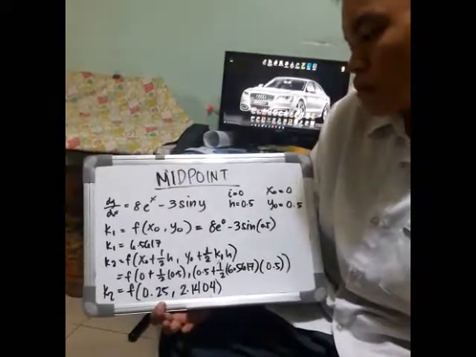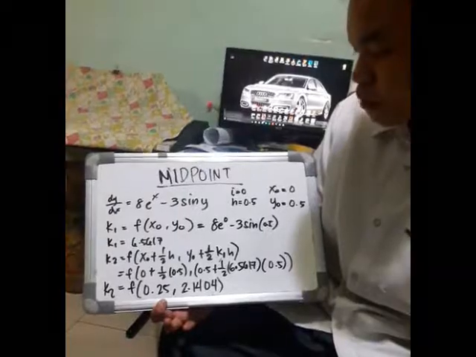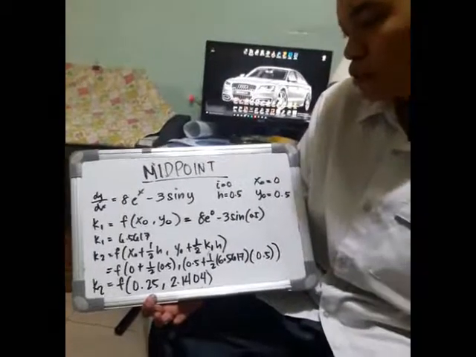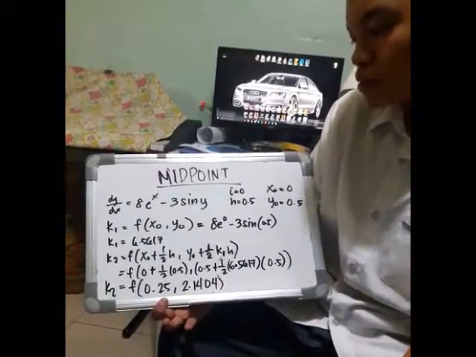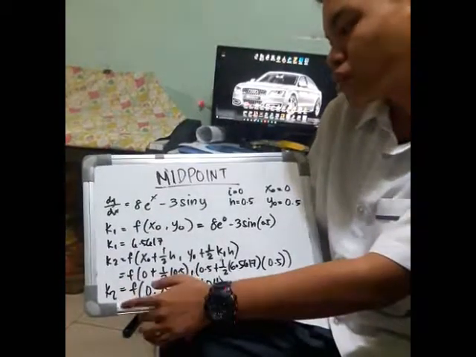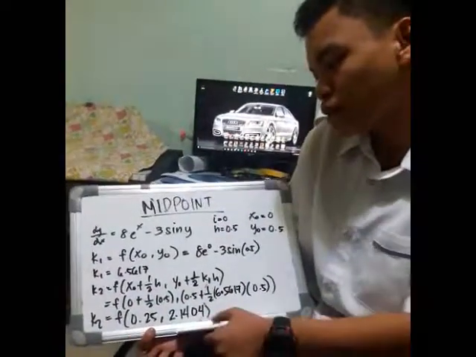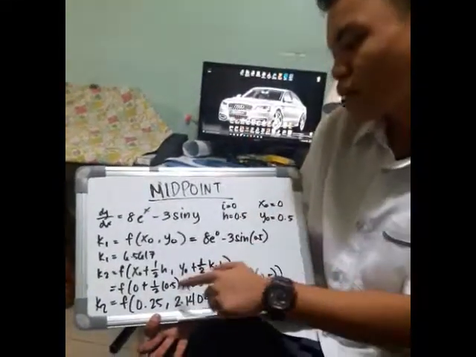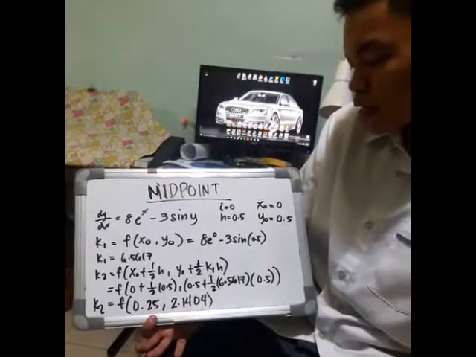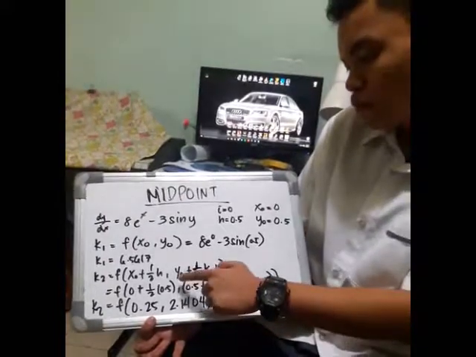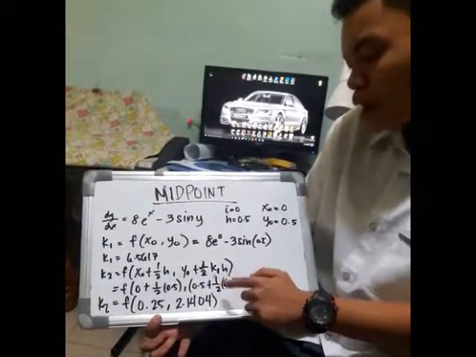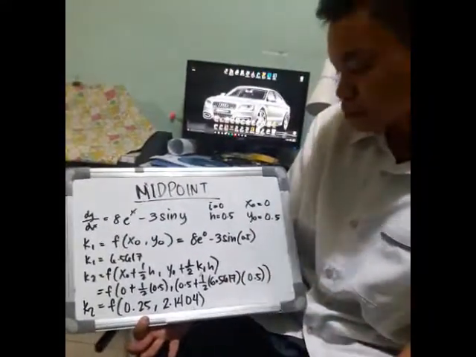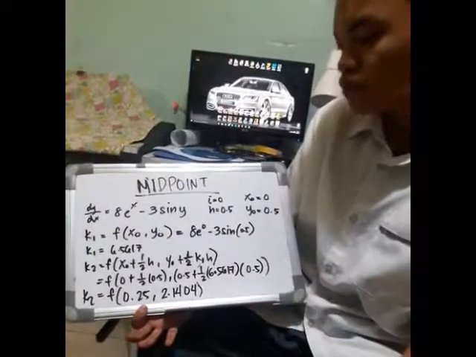And for k2, we have here the function of x sub 0 plus 1 half h and y sub 0 plus 1 half k1 h. So, we will simply substitute the values here. For x sub 0 plus 1 half h, we have 0 plus 1 half times h, which is 0.5. And for y sub 0 plus 1 half k1 h, again substitute for y sub 0, 0.5, plus 1 half k1. Our answer here is 6.5617 times h again, which is 0.5.